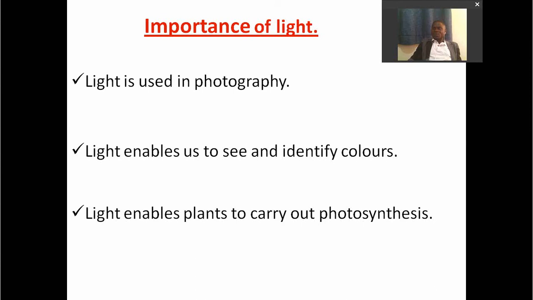All together? So, for these plants to be able to make starch, because starch is their food, when they say photosynthesis is the process by which green plants make their own food, their own food is starch. The starch is what we are talking about. It is their own food. Plants can make their own food. Humans and animals cannot make their own food. They depend on plants and animals.